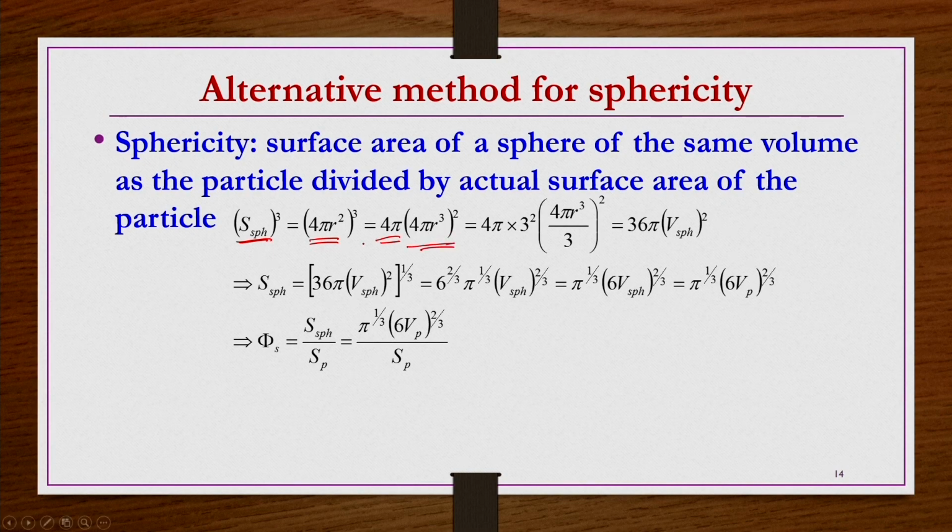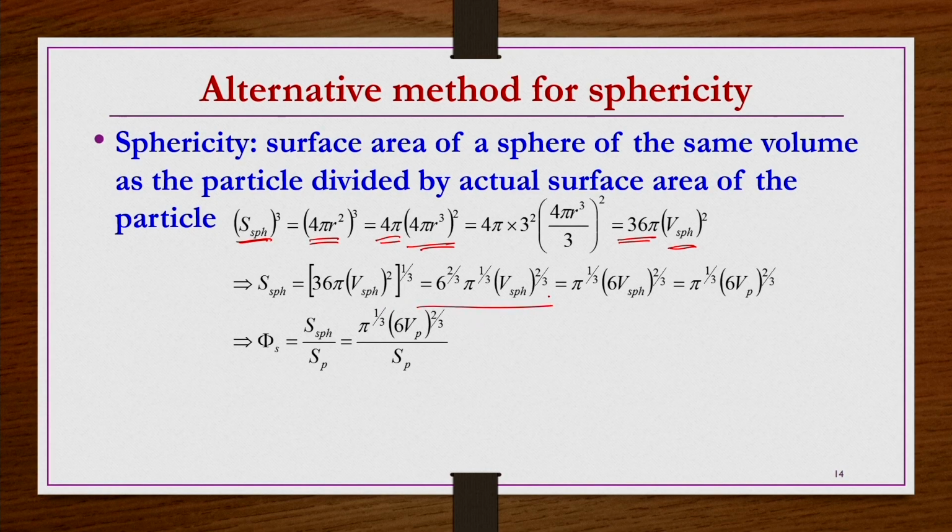This is how you can write the same thing. Now, here what you do, you multiply and divide by 9. So, then you have 4 pi into 3 square divided by (4 pi r cube by 3) whole square. So, this 9 into 4 is 36 pi, and then 4 pi r cube by 3 is nothing but the volume of a spherical particle of size r. That is what we get: 36 pi V spherical whole square, right. So, you do the cube root on both sides, then you have S spherical equals (36 pi V spherical square) whole power 1 by 3.